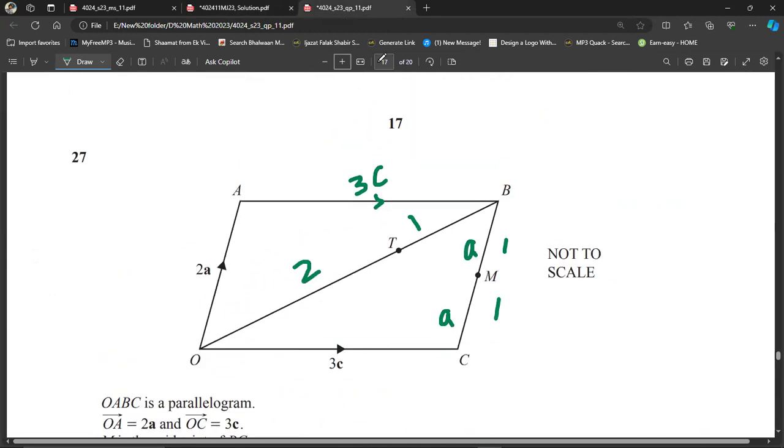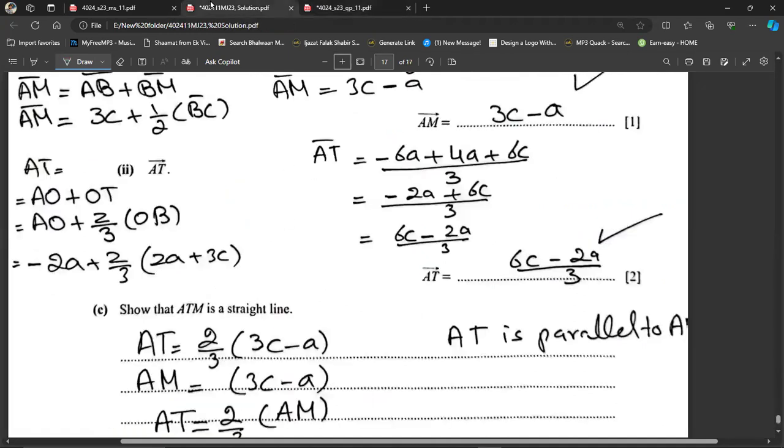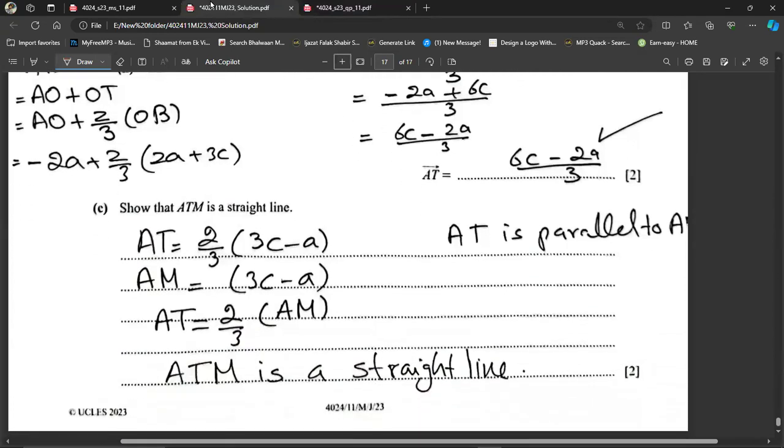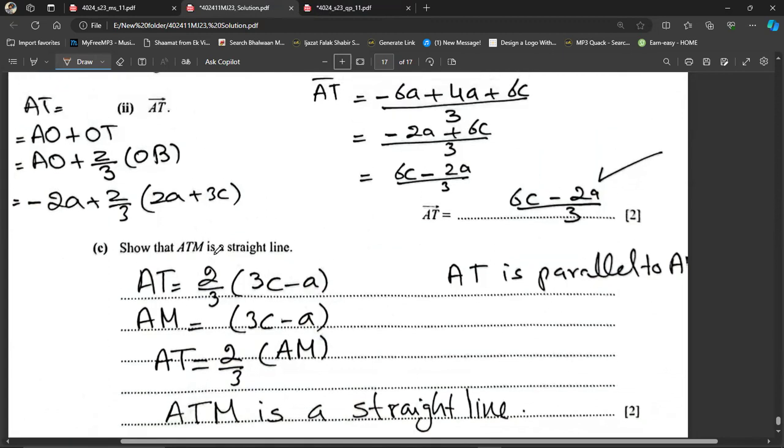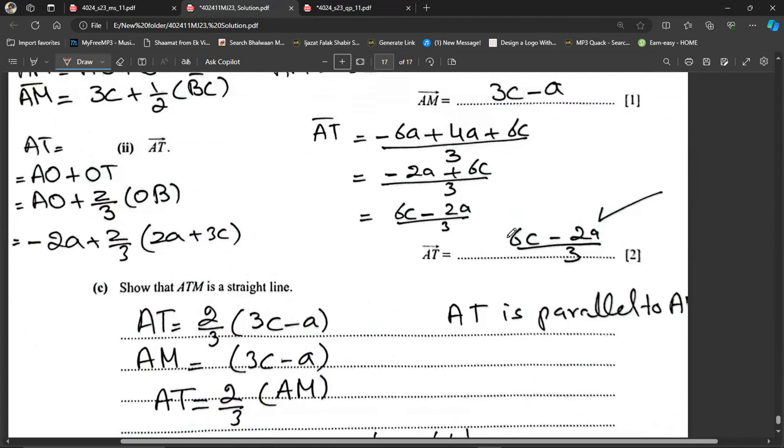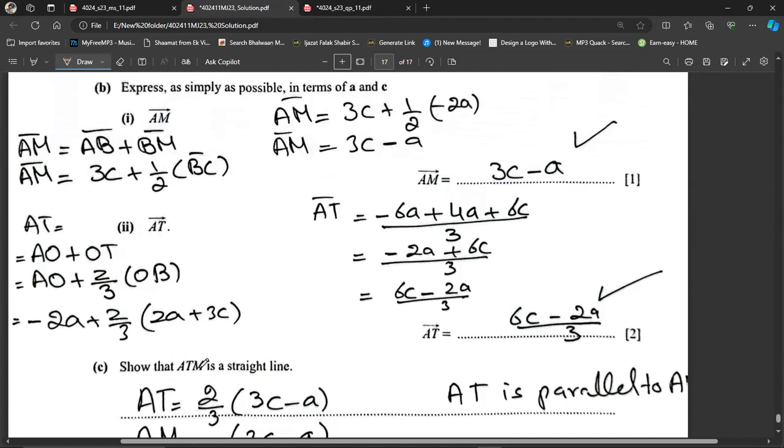Show that ATM is a straight line. How do you show that ATM is a straight line? Very simple. I will check what is AT, then I will check what is AM, and you will see that they are parallel to each other. So the method is very simple. AT we just found is 2 by 3 of 6C minus 2A. From the top you have taken 2 common, from the bottom there is 3. So this is 2 by 3 of 3C minus A. AM we have already found, that is 3C minus A.